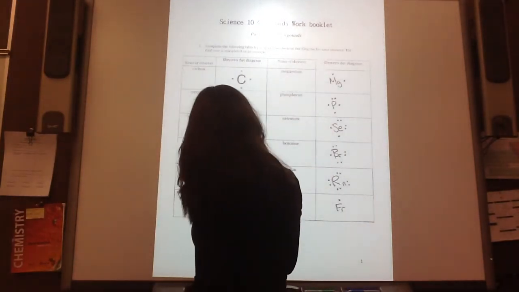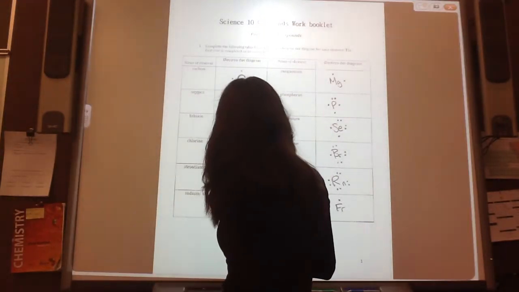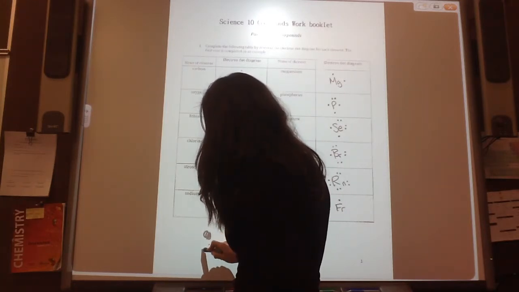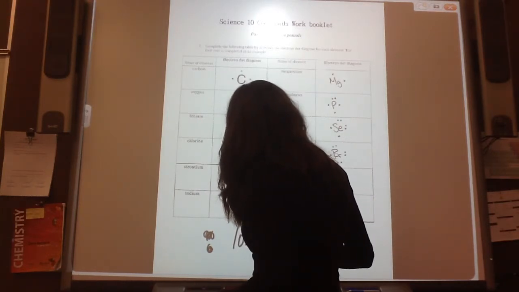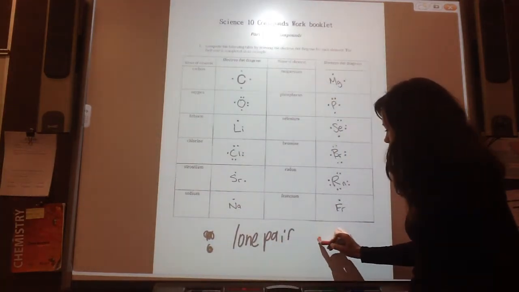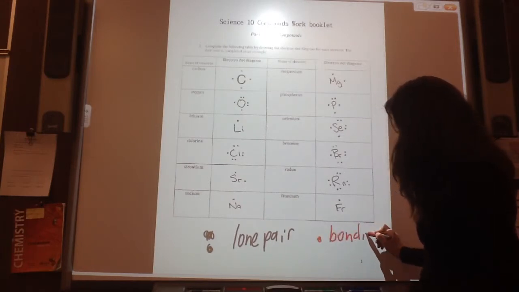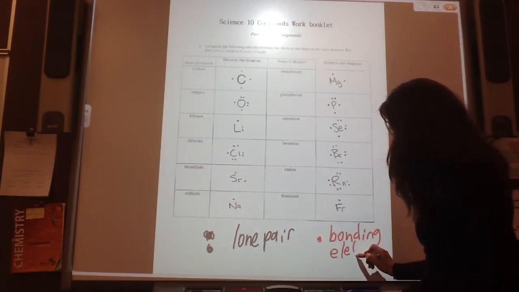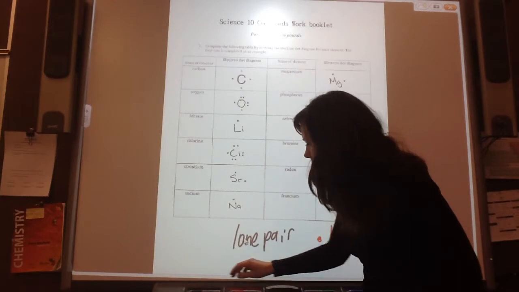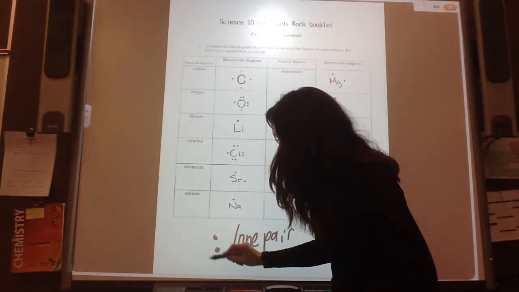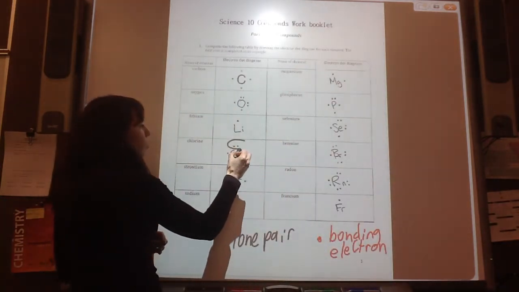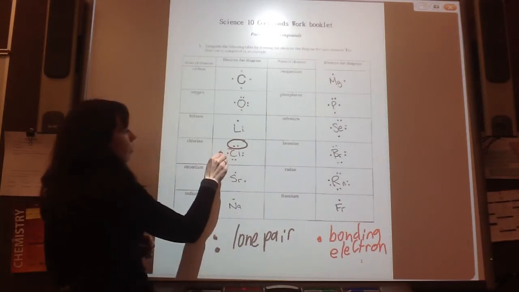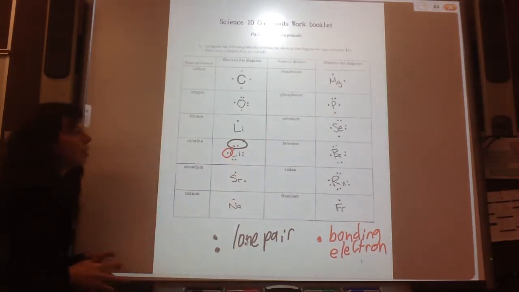Okay, so can I draw on this? When you have them together, like that, it's called a lone pair. When there's just only one, it's called a bonding electron. That's important for you to know. I forget that I haven't told you things like that. So if it's ever together, lone pair. So on chlorine, this would be a lone pair, and then this one would be a bonding electron. Okay?